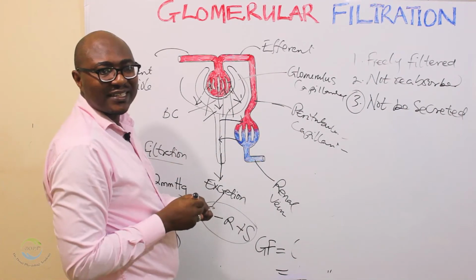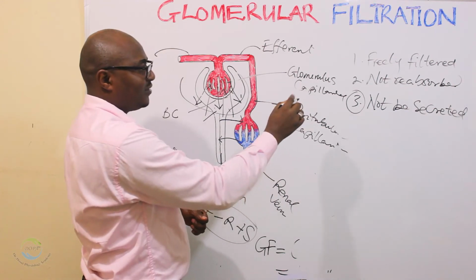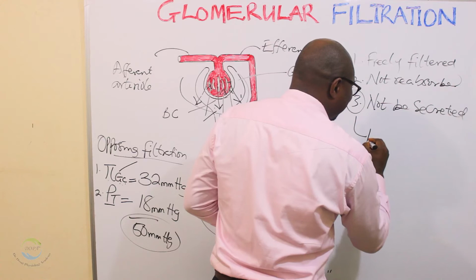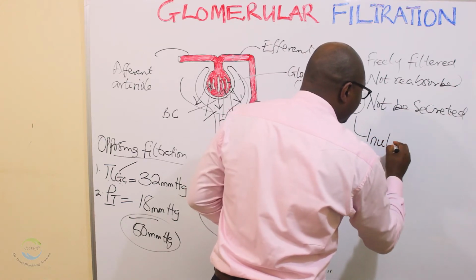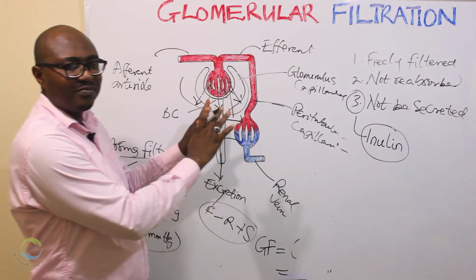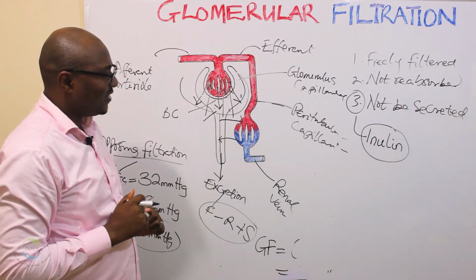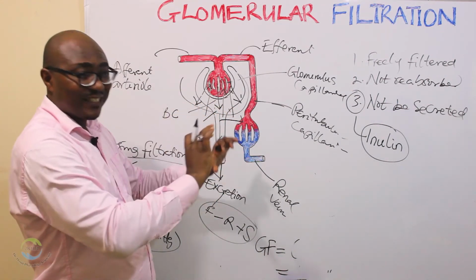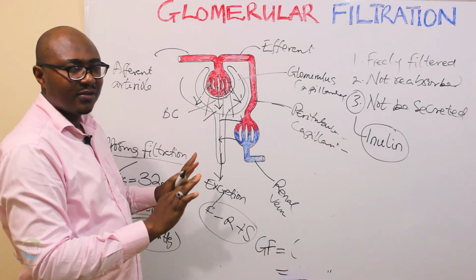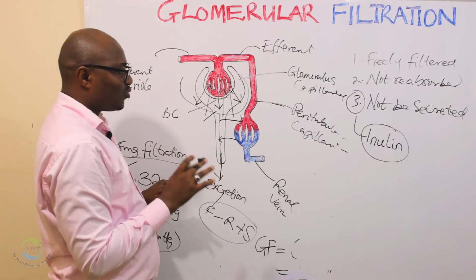So what substance fulfills these criteria? The substance is known as inulin. That one was PAH; this one is inulin. So it's just the substance that makes the difference. The procedure and everything else is the same, so we will not dwell too much on that.